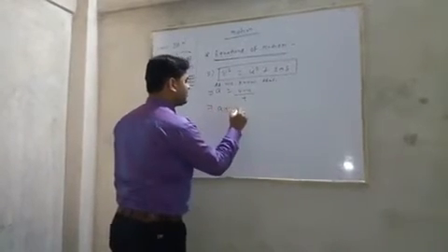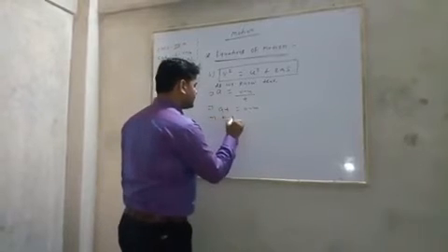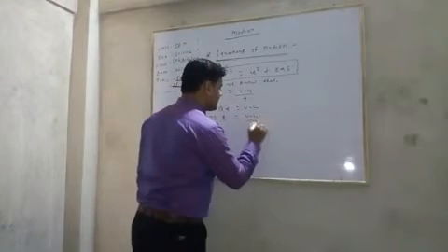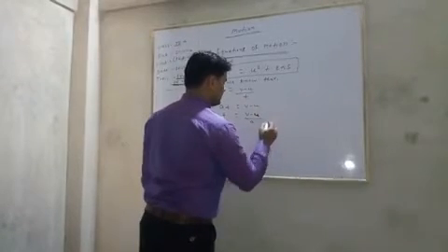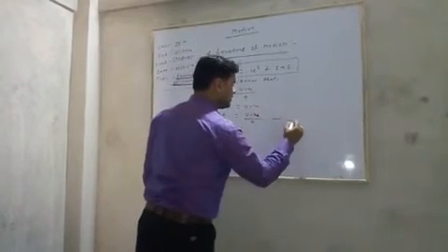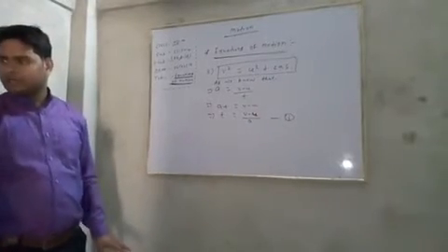Then at is equal to v minus u, we can write it. Then t is equal to v minus u by a. Is it clear? We write it as equation 1.